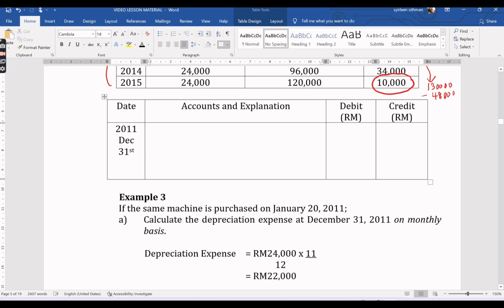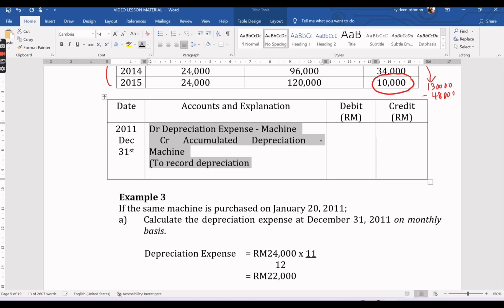To record depreciation expense is very easy because the pairing remains the same no matter what happens to the question. Untuk record depreciation, you just need to debit depreciation expense. You need to tag because you have a lot of assets in your company. So since we are doing the depreciation expense for machine, make sure you tag the depreciation as machine so that you know this is actually meant for machine only. And we will credit accumulated depreciation for machine as well. So this is to record the depreciation on machine.